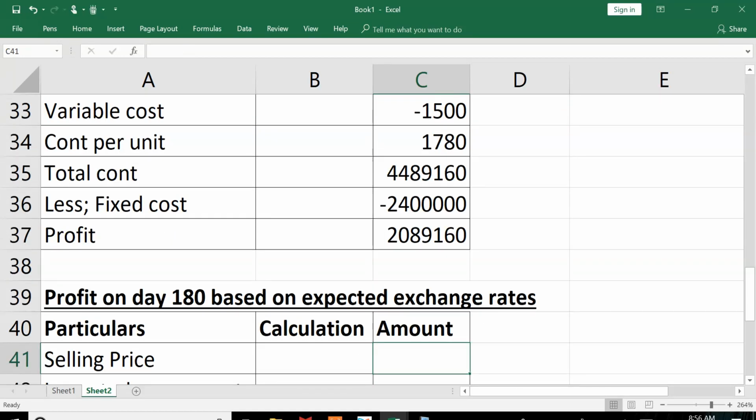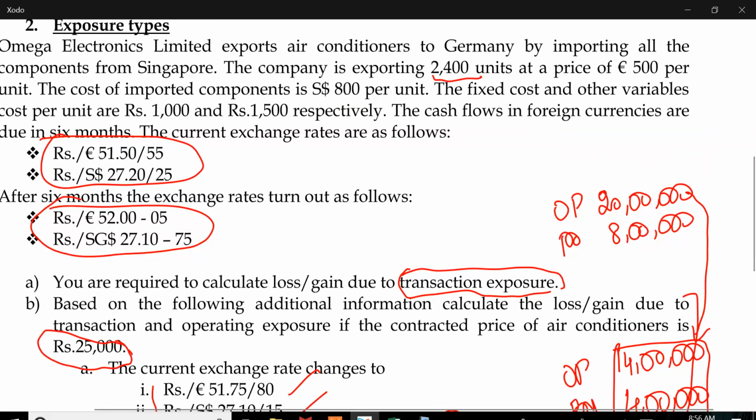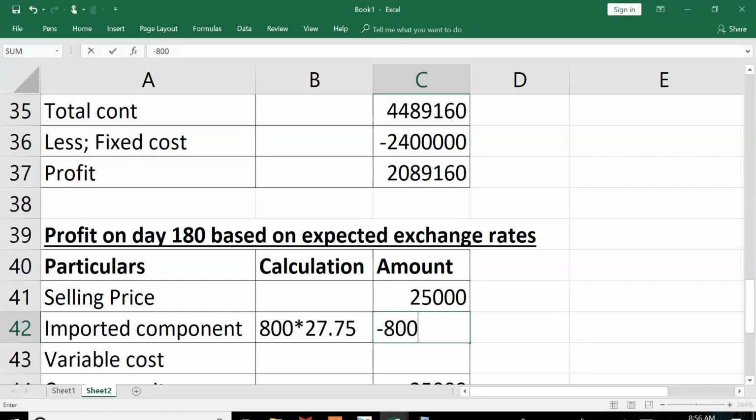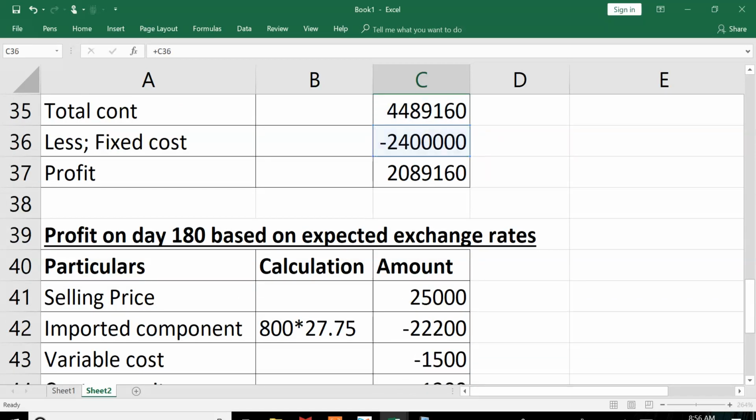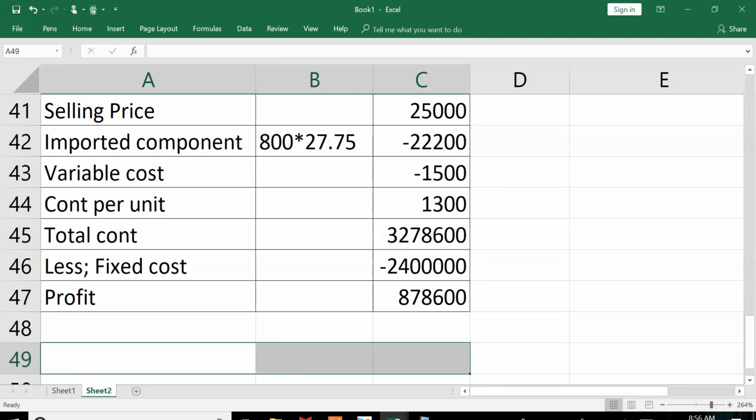Similarly, here it will continue to be 25,000. The only issue is going to be this 800 into what rate was there? 27.75 minus 1500. Complete the drills. Let me know if there is a doubt.